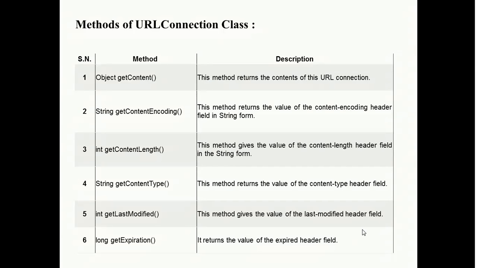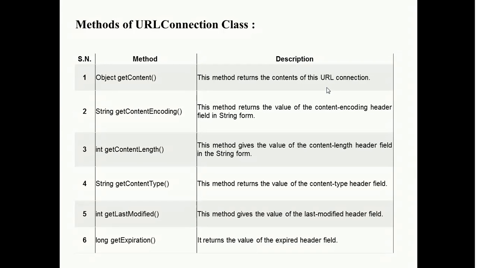Let's see some other methods of the URLConnection class. The first method is getContent. This method returns the contents of the URL connection, or it retrieves the content of the invoking URL object. The second method is getContentEncoding. This method returns the value of the content-encoding header field in string form, or it retrieves the string representing the content encoding of the invoking URL object.